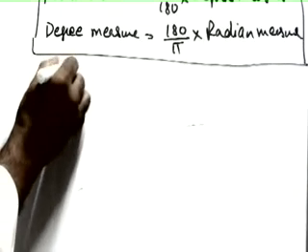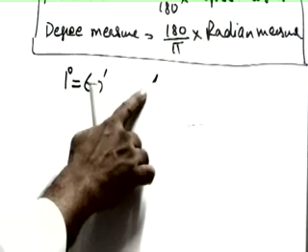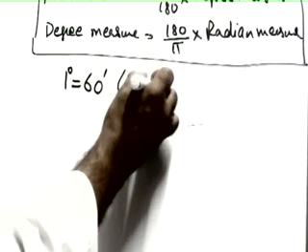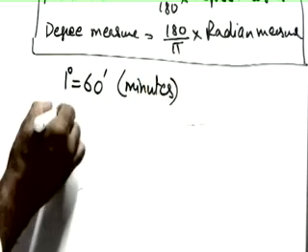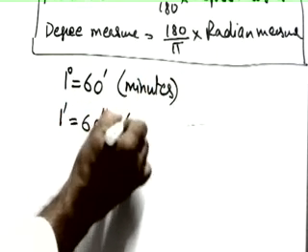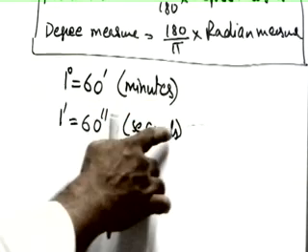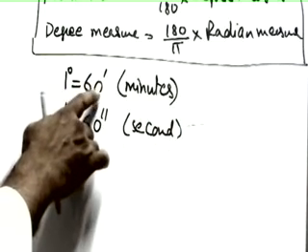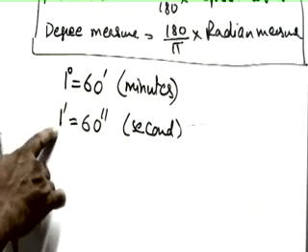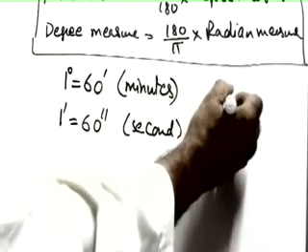One more thing we have to know. The next concept is, 1 degree is divided into 60 minutes. This symbol is used for minutes. Also, 1 minute is again divided into 60 seconds. We use this symbol for seconds. Once more, 1 degree equals 60 minutes, and 1 minute is again divided into 60 seconds.